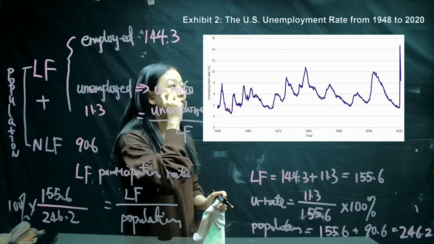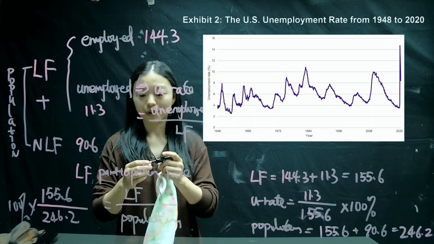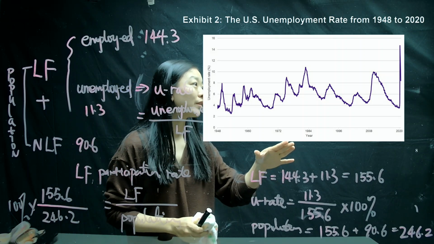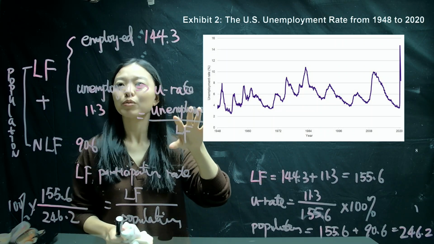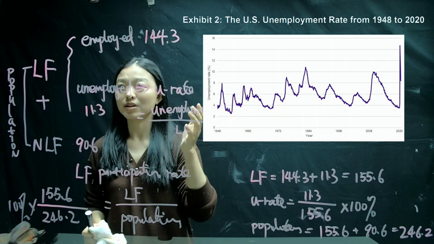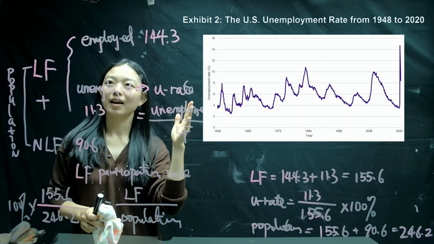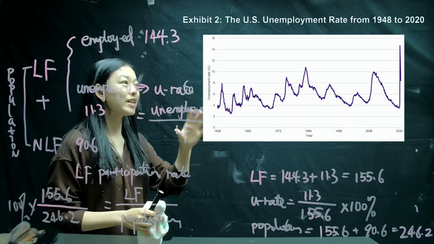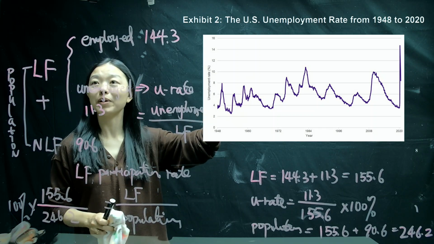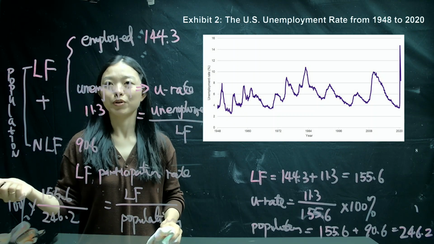This one shows you the US unemployment rate from 1948 to 2020. You can see generally the United States unemployment rate was pretty stable. However, during the 2008 financial crisis and just at the beginning of the pandemic, the unemployment rate skyrocketed, especially at the beginning of the pandemic, when it was as high as 15%.